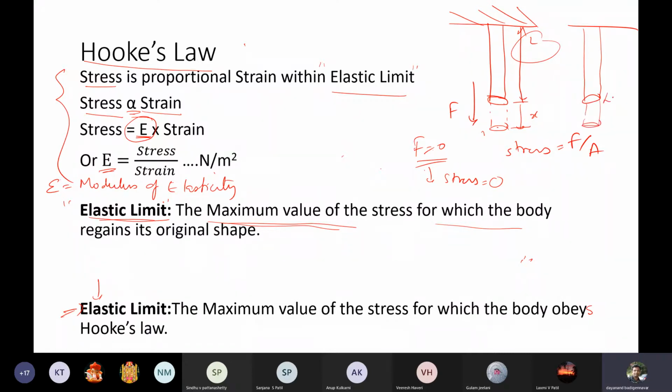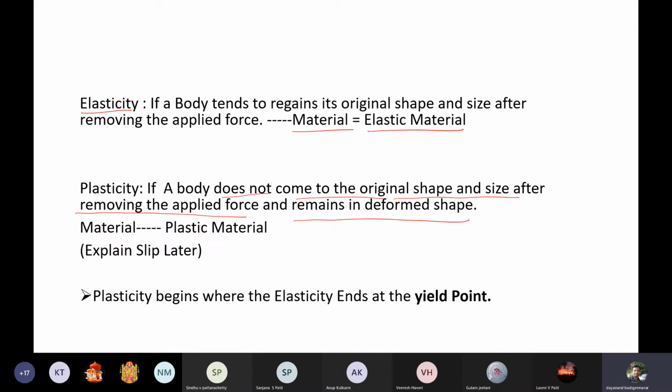What is the length of the deformed shape? It is L plus x. The original length is L, but by applying the stress, we have increased the length to L plus x. After removing it, it should go back to the original shape, but it is not going back. It remains in the deformed shape. That property we call plasticity. If a body does not come to the original shape and size after removing the applied force and remains in the deformed shape, that material we call a plastic material, and the property is called plasticity.